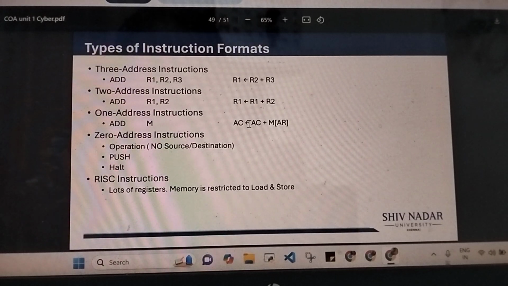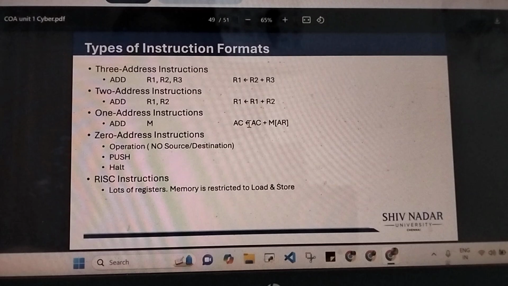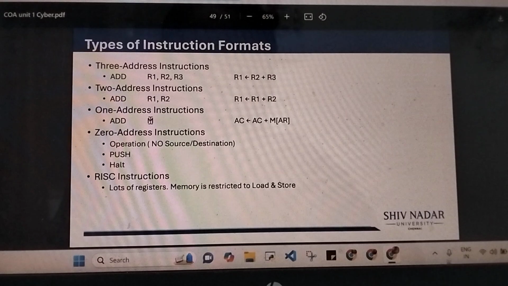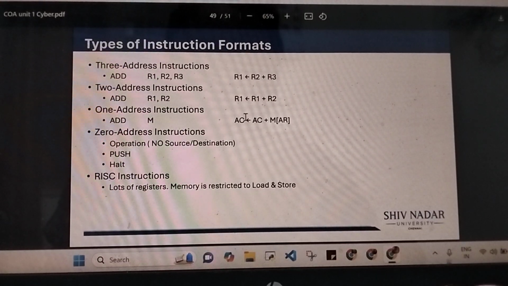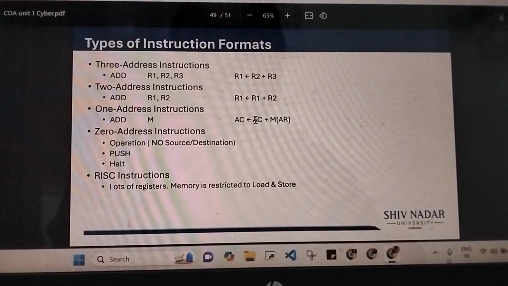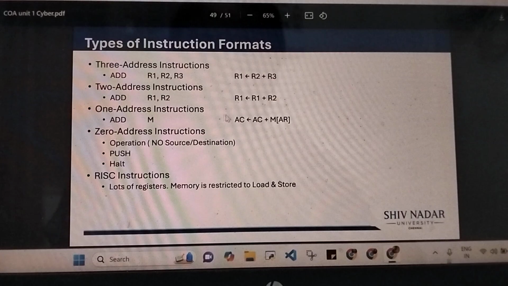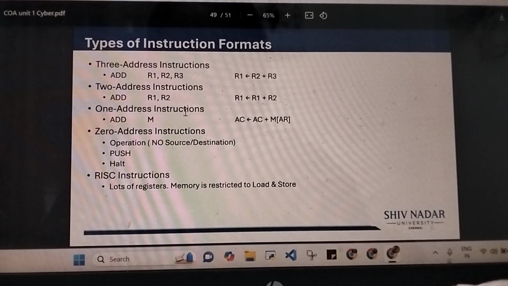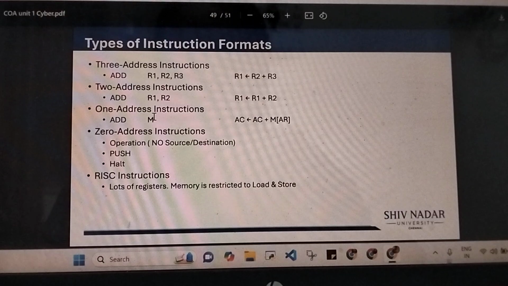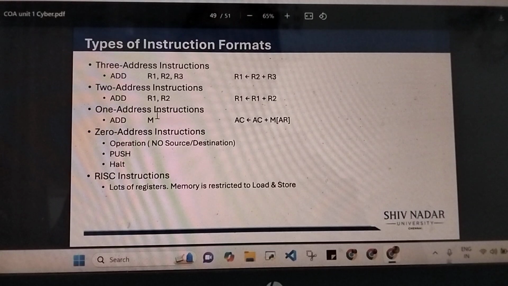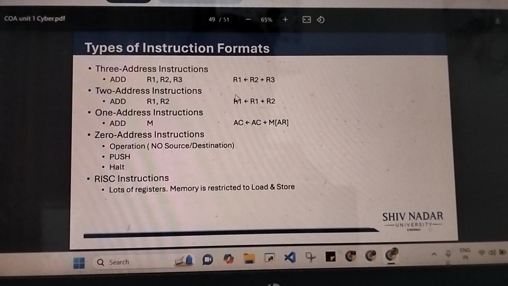And in a 1 address instruction, I will specify one address. I will specify my source operand, and the destination is always my accumulator. So if I say add m, where m is a memory address, the contents of the accumulator will be updated such that its current content plus the content of this location m. That is what a one address instruction is. So if I say subtract m, then your AC will become AC minus whatever number you had at m, and so on. So that was one address.